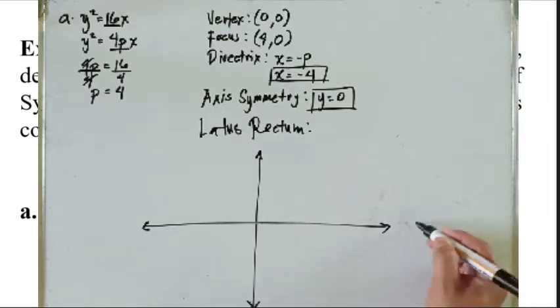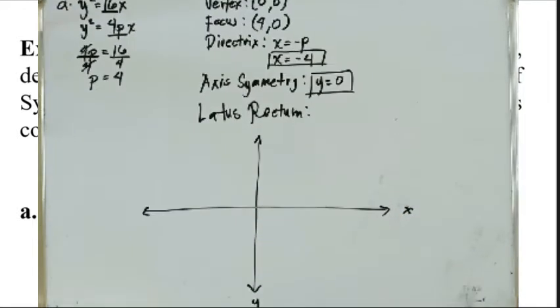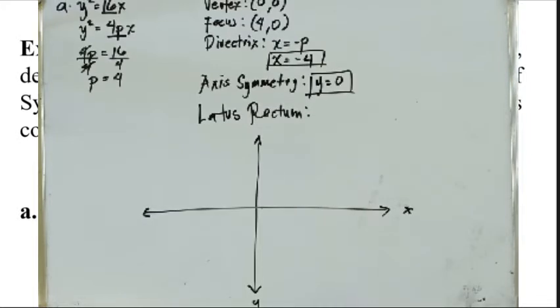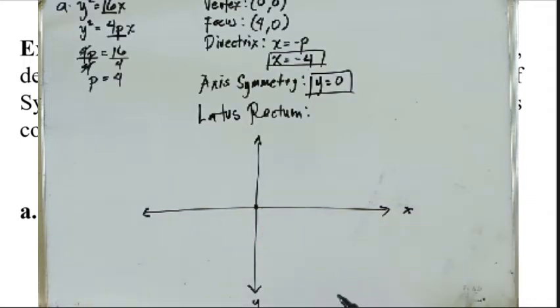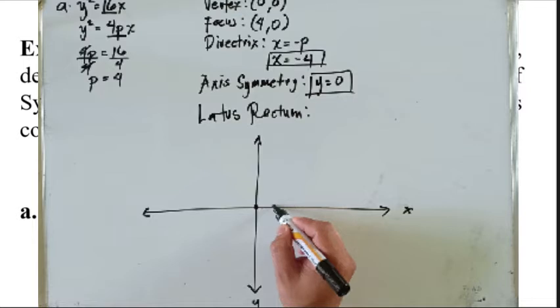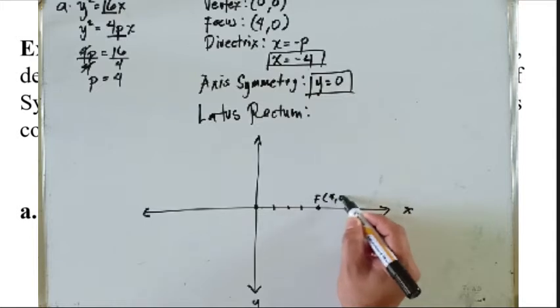Now let's also try to graph the parabola for us to indicate the different features of this parabola. That is your x-axis and this will be your y-axis. Now, where is the vertex of the parabola? It is on the origin, at (0, 0). How about the focus? The focus is at (4, 0). 1, 2, 3, 4. Let's count. So, this will be the focus at (4, 0).